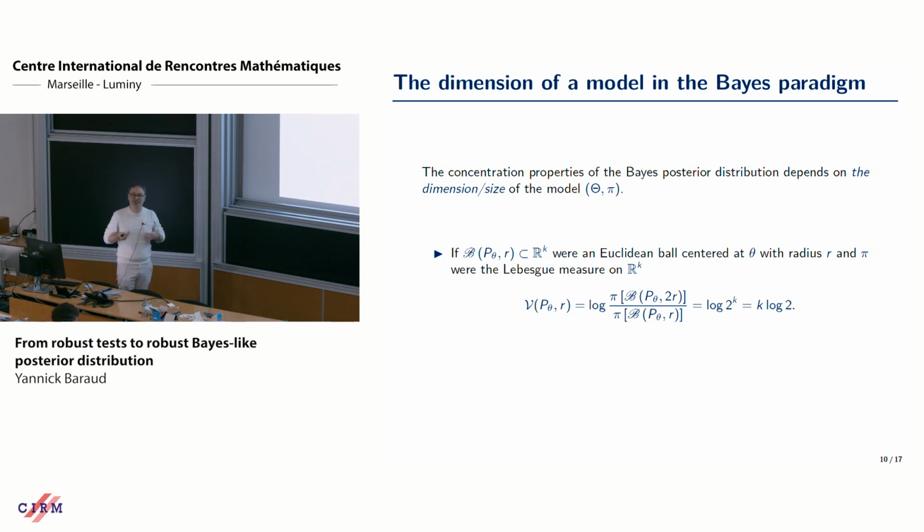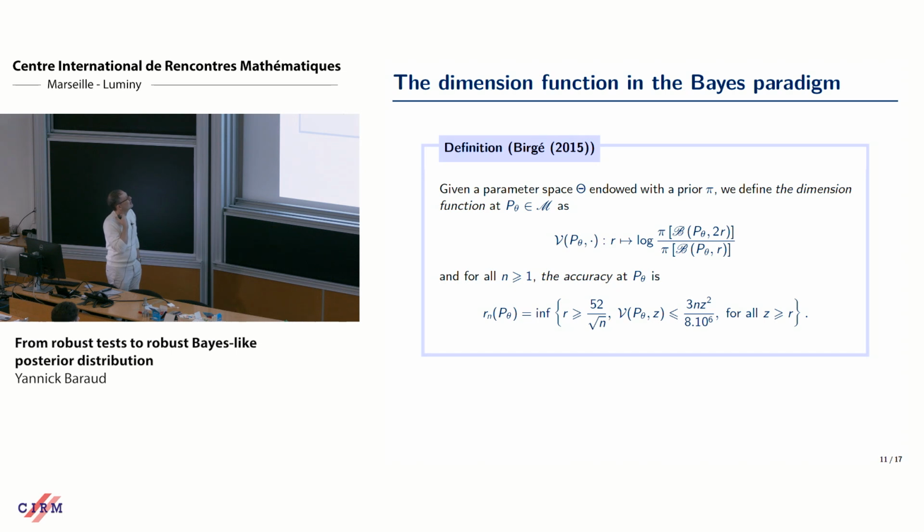No matter if you're parametric or non-parametric, this is the way you can measure the size of a statistical model or a parameter space. This is an idea that was introduced earlier by Lucien Birgé when he was studying classical Bayesian posterior distributions. He introduced this kind of dimension function, which takes the log of volumes of balls, of neighborhoods with radius r and 2r. But in the general case, this function will depend on r and on theta, the element of your parameter space.